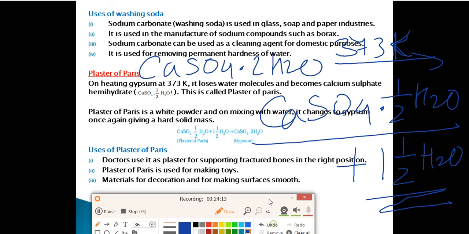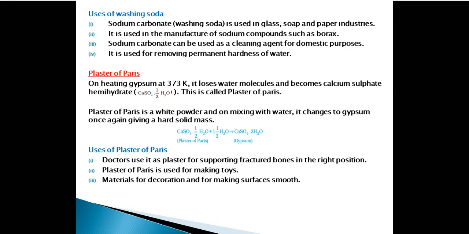Now again, if you add water molecules to plaster of Paris, what will we get back? We will get back gypsum again. See, plaster of Paris is a white powder. On mixing with water, it changes to gypsum, once again giving a hard solid mass. So this is your plaster of Paris, CaSO4.½H2O. If you add 1.5 water molecules again to it, you will get gypsum, that is CaSO4.2H2O.